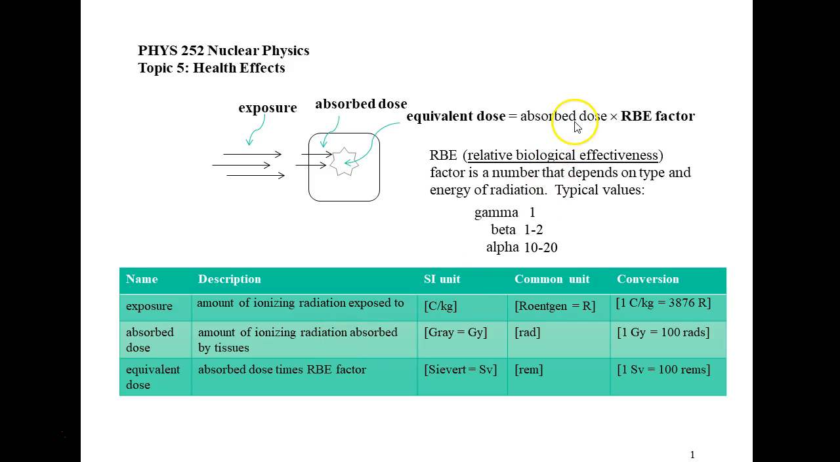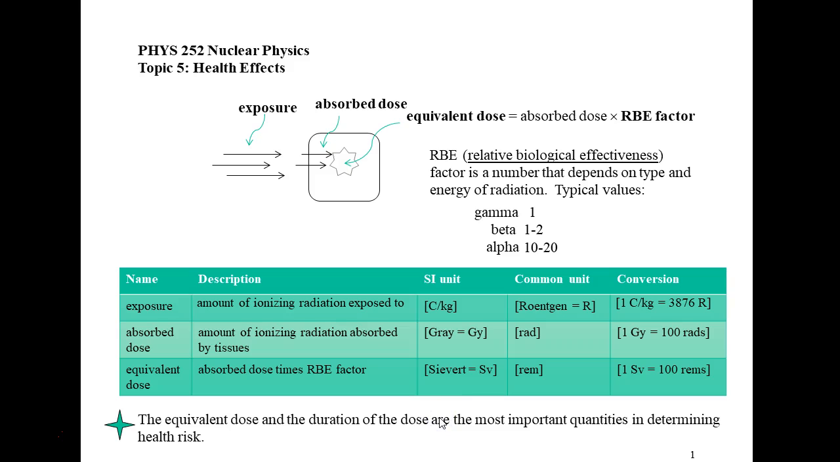And then once you multiply the absorbed dose by the RBE factor, you form what's called the equivalent dose. And the SI unit officially is the sievert, SV. The common unit is the REM, which is an acronym for Roentgen equivalent in man. An interesting tidbit. And again, there's a factor of 100. 1 sievert is 100 REMs.